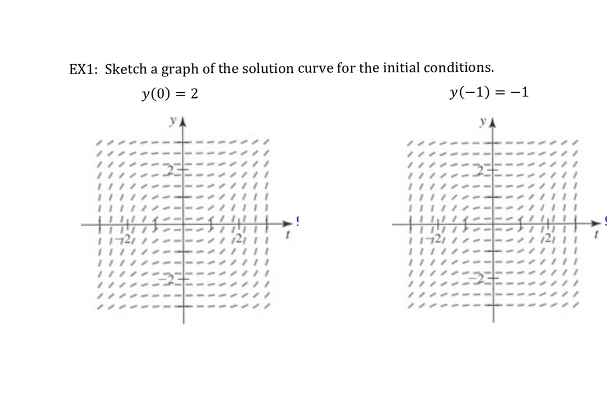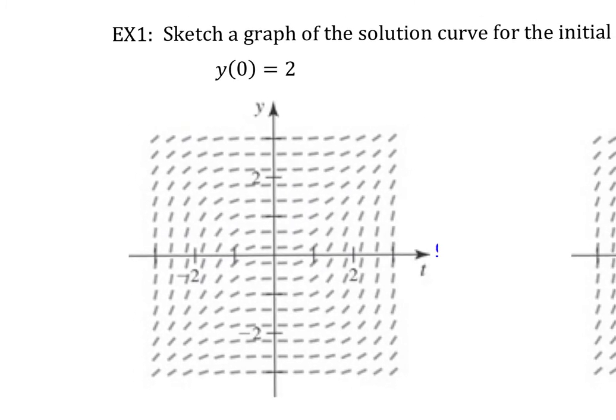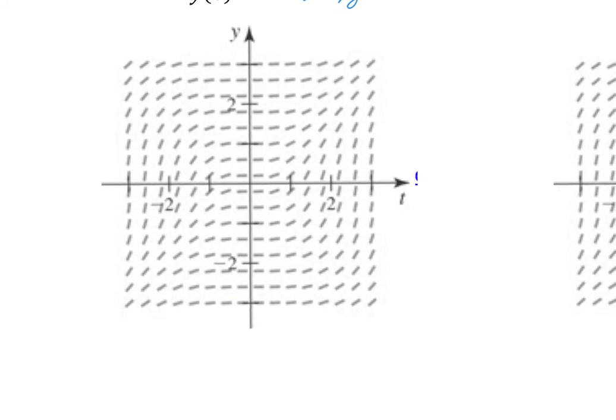In example 1, we have these two direction fields, and they're exactly the same. They represent all the solution curves to the same differential equation. But if you look above the two different graphs, they have two different initial conditions. So all we're going to do here is just sketch the graph of a solution curve for each initial condition. So on this first graph, y of 0 is equal to 2. Remember, here our variable is t. So that says when t is equal to 0, y is equal to 2. Look at my graph, draw my point, and then follow.